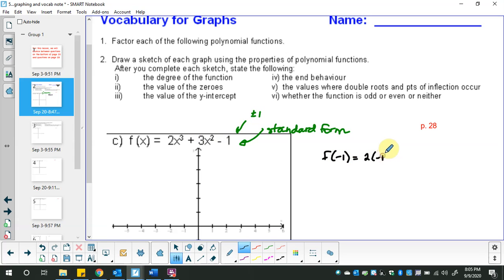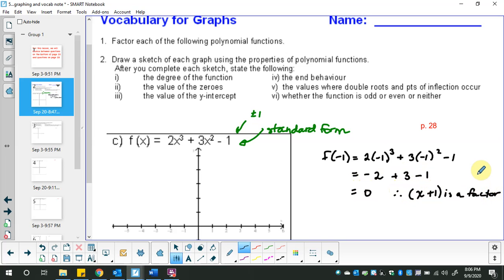So 2 times negative 1 cubed plus 3 times negative 1 squared minus 1. That's negative 1 times 2 is negative 2. Positive 1 times 3 is positive 3. Negative 1. There's 3 negatives and 3 positives, so that really is 0. And we did, or I did, together we did a really good job of finding a factor. Now that's likely our only pretty factor.